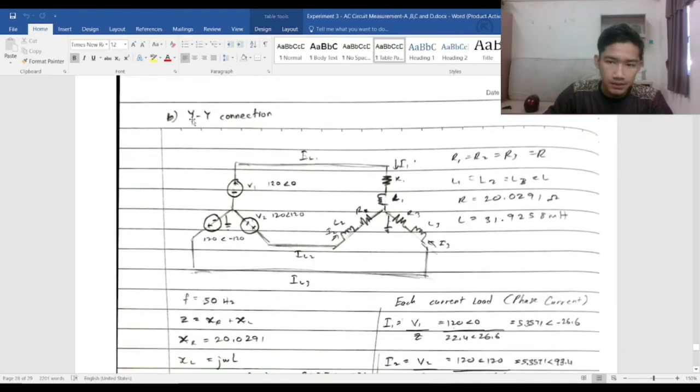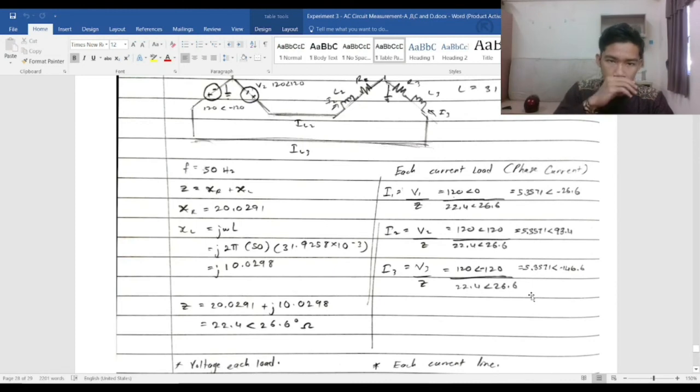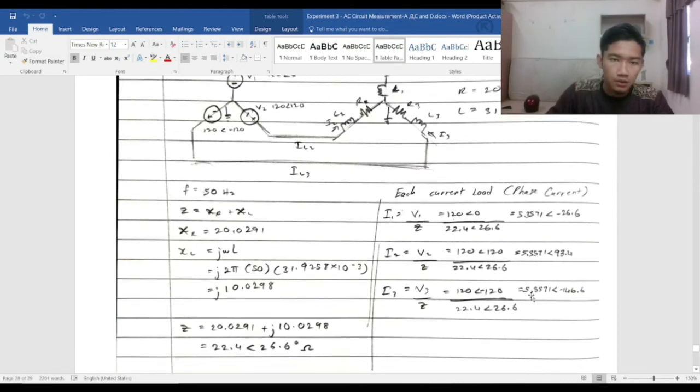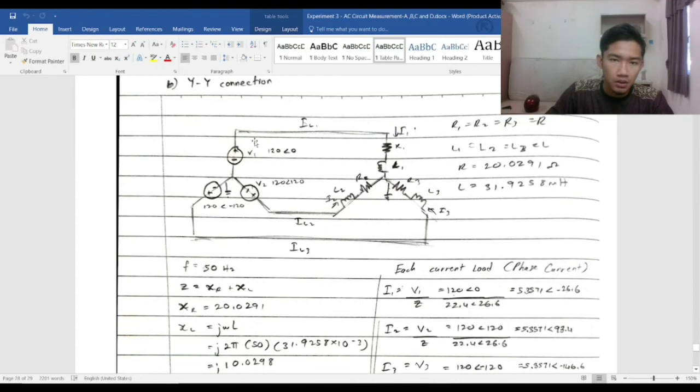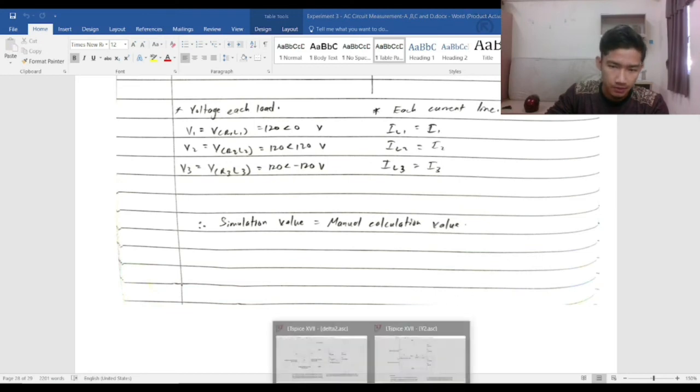Okay, for the Y-Y connection, as we can see from this figure, the value for all three of the voltage supplies is around 120, with the phase difference of 120. Okay, before I forget, I will mention the error log. We will go back to the delta-delta connection.